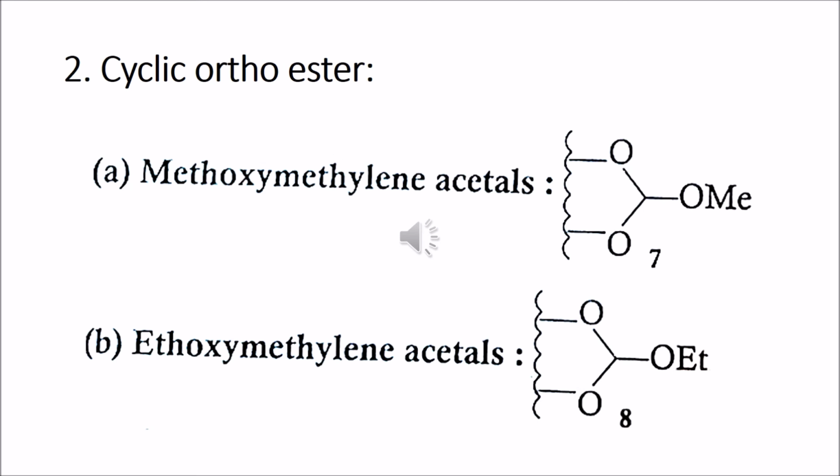A variety of cyclic orthoesters, including orthoformate, have been developed to protect cis 1,2-diols in nucleosides. Cyclic orthoesters are more readily cleaved by acidic hydrolysis. The example here is a phosphate buffer, with pH between 4.5 to 7.5, or 0.005 to 0.05 molar HCl, then acetonides. Two examples are given here, that is methoxymethylene acetal and ethoxymethylene acetal.